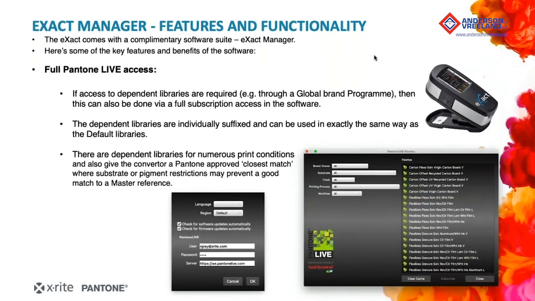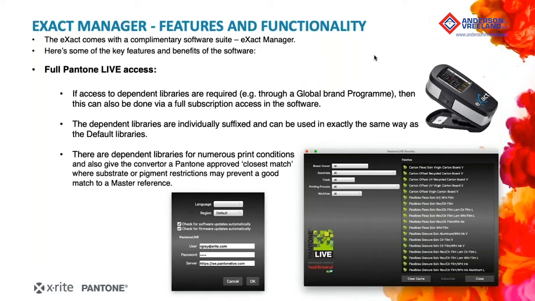Now, PantoneLIVE is a generic term for either what we call the master libraries, the generic libraries, which most of you will be familiar with, or what we call dependent libraries. A little bit more explanation on that. How does a dependent library differ from what we could term a master library? Well, a dependent library is what we call a dependent print condition. That means it is a Pantone approved library, and it will have the same number convention as the master libraries, but it is in a specific print condition.